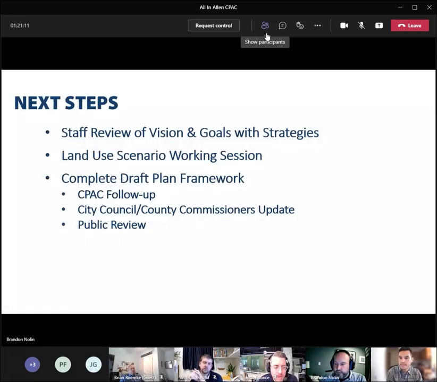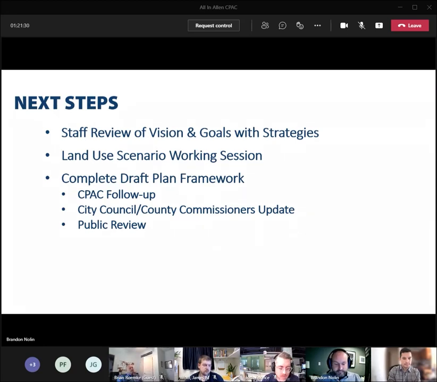Just to recap next steps and what we're doing with all the input we've been collecting. We already met with a technical working group. We've been meeting with staff on and off to review these vision and goals. So everything you've seen today has been revised, I think, third or fourth time over at this point. So really, it's about getting into that next step of details.